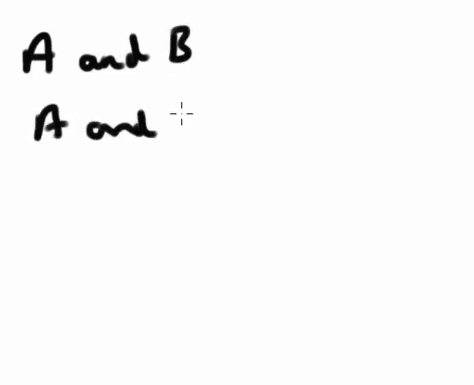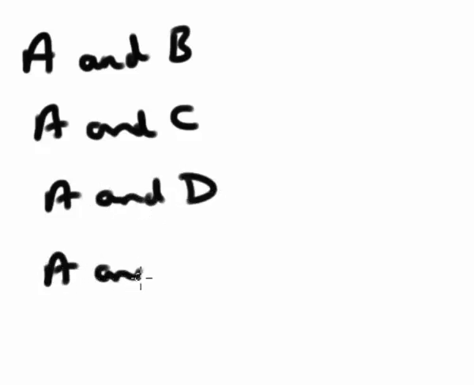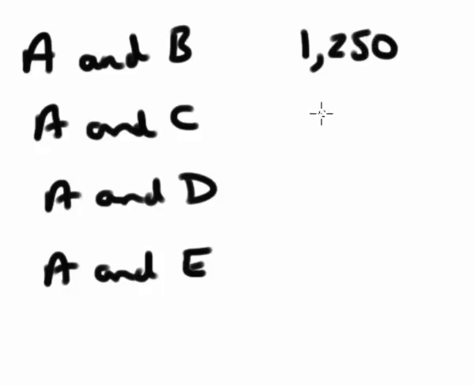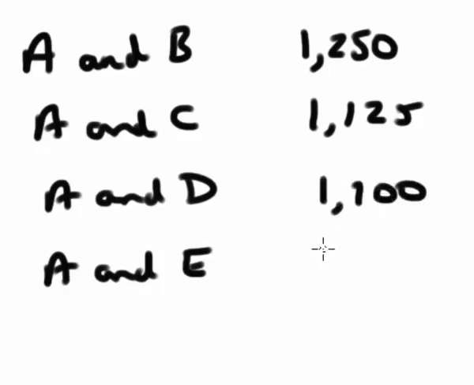What we can do is summarize the information quickly. If we take the points between A and B, and then A and C, A and D, A and E, let's summarize all this. The average gradient between A and B was 1.250. Between A and C was 1.125. Between A and D was 1.100, and between A and E was 1.075.